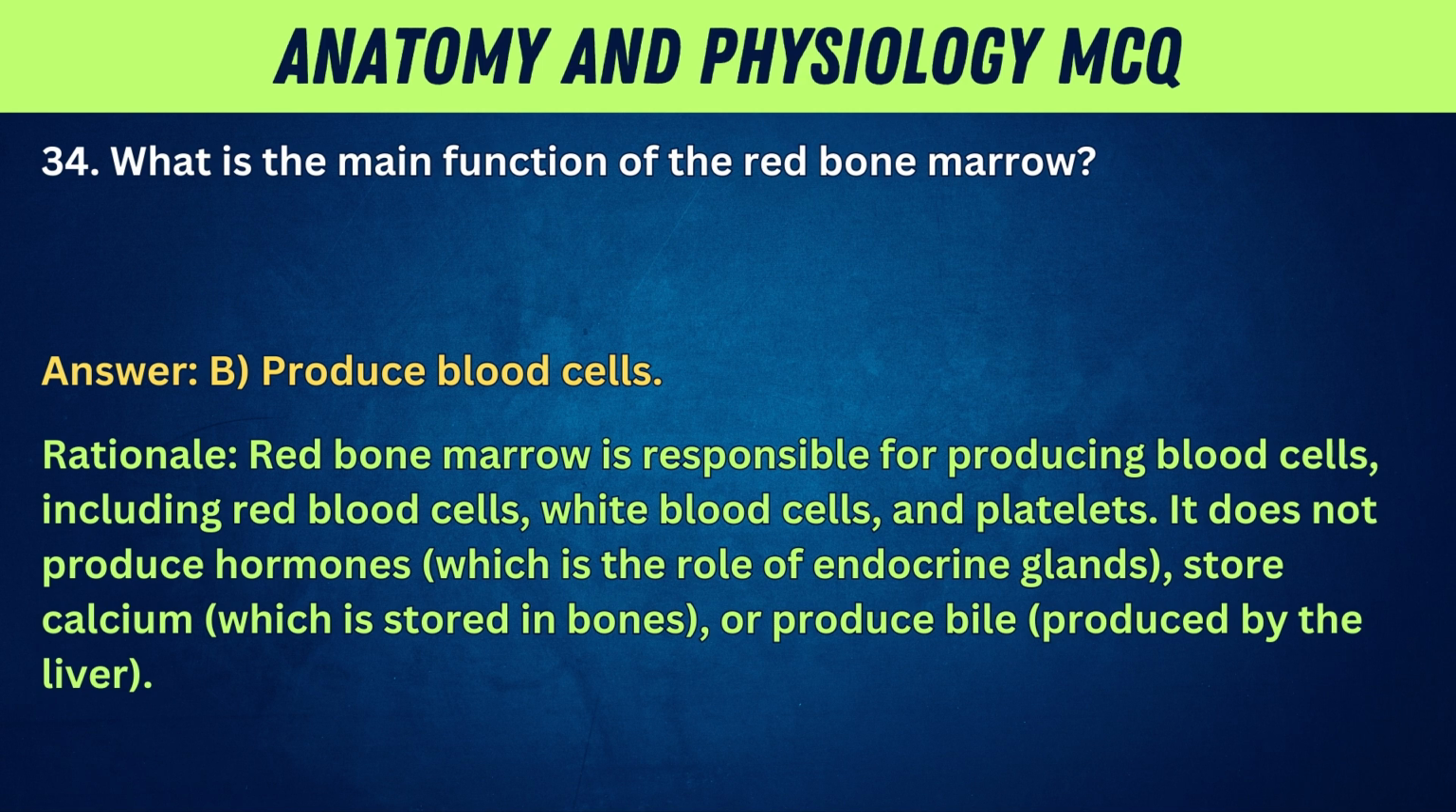Rationale: red bone marrow is responsible for producing blood cells, including red blood cells, white blood cells, and platelets. It does not produce hormones, which is the role of endocrine glands, store calcium, which is stored in bones, or produce bile, produced by the liver.